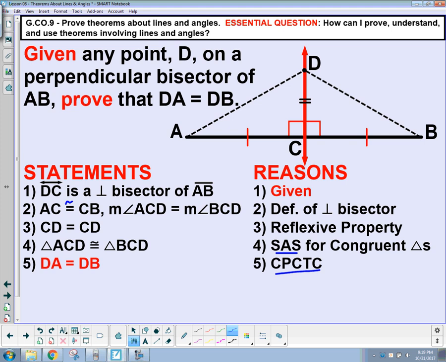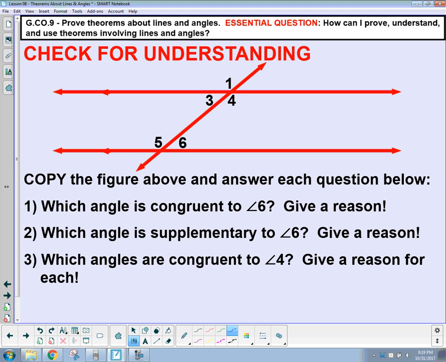Copy the figure above and answer each of the questions below. Which angle is congruent to angle 6, and give a reason? Which angle is supplementary to 6? Give a reason. And which angles are congruent to angle 4? Give a reason. So pause the video, give it a thought.